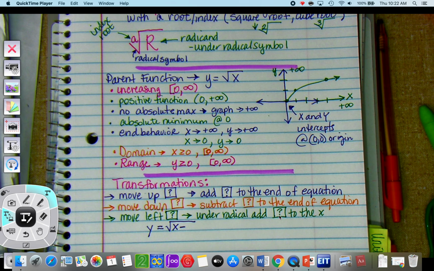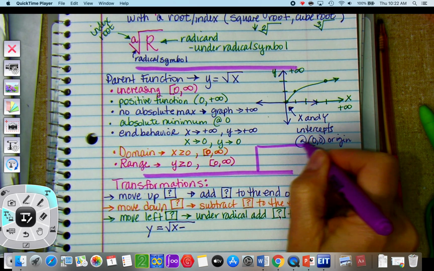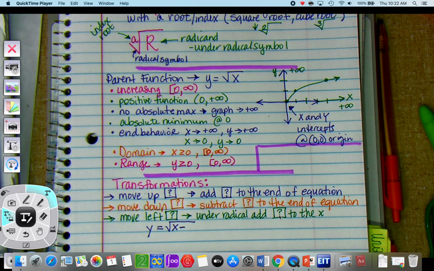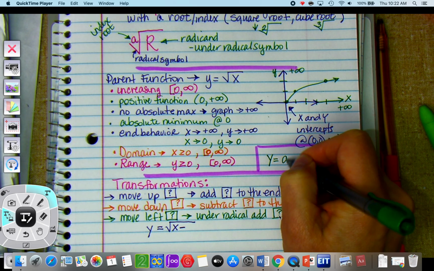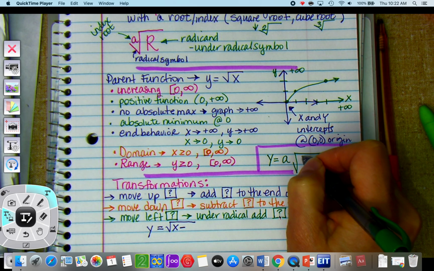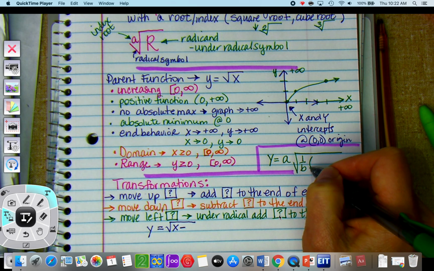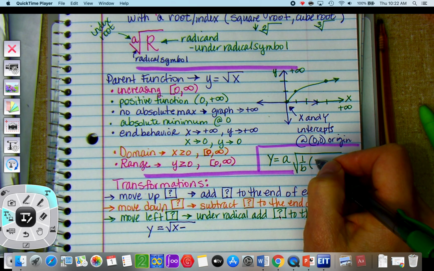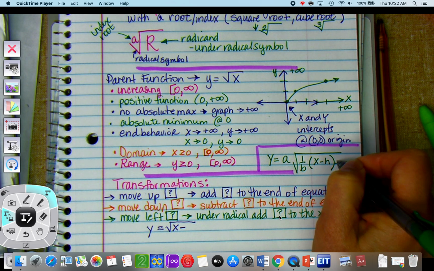Matter of fact, I need to put that equation on here for you, and I didn't. Let me do that over here. That whole transformation equation that you can keep referring to help you out. I'm going to add that in here. It looks like this. Y is equal to a, being your leading coefficient, just like we've seen before. And then you have your radical 1 over b. We'll talk about that. That refers to a horizontal stretch or compression. And then you have x minus h, plus k outside the radical.